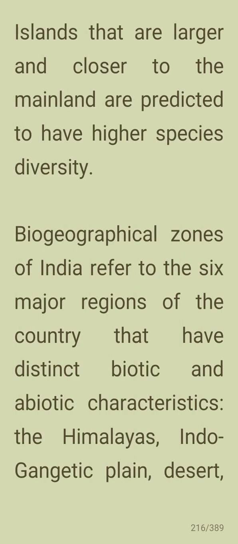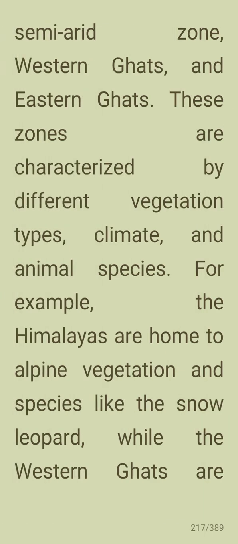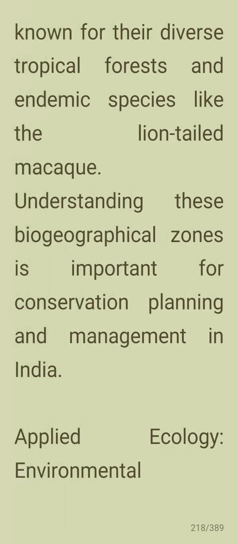Then, biogeographical zones of India refer to the 6 major regions of the country that have distinct biotic and abiotic characteristics: the Himalayas, Indo-Gangetic Plain, desert, semi-arid zone, Western Ghats, and Eastern Ghats. The zones are characterized by different vegetation types, climate, and animal species. For example, the Himalayas are home to alpine vegetation and species like the snow leopard, while the Western Ghats are known for their diverse tropical forests and endemic species like the lion-tailed macaque. Understanding these biogeographical zones is important for conservation planning and management in India.